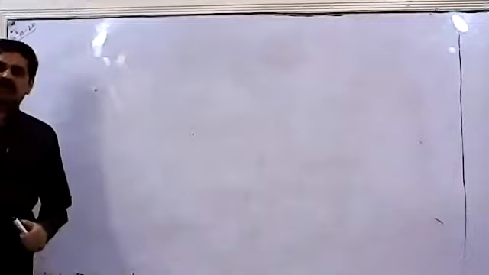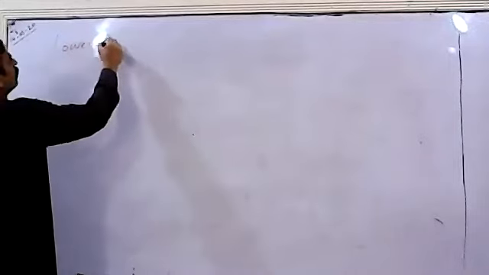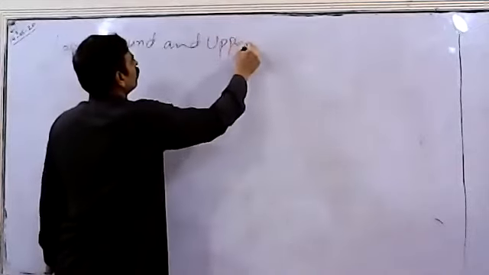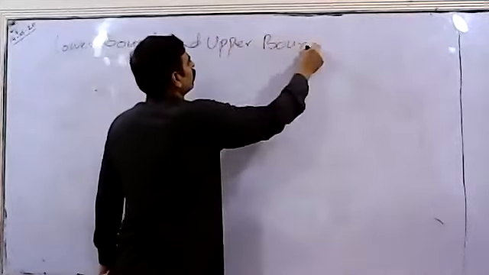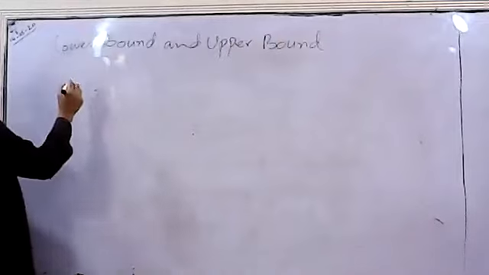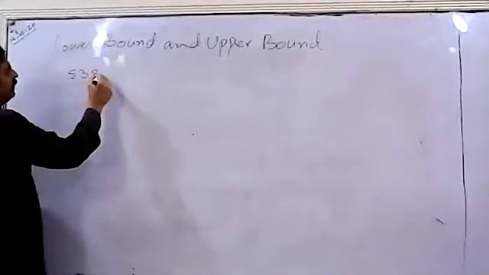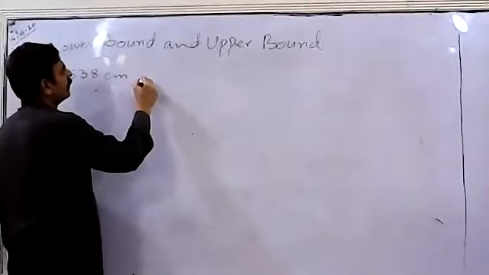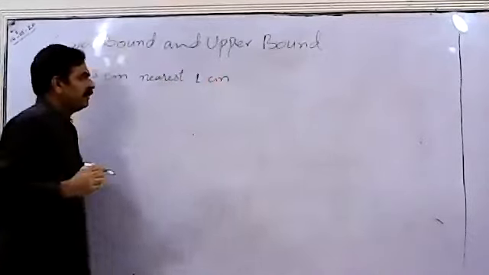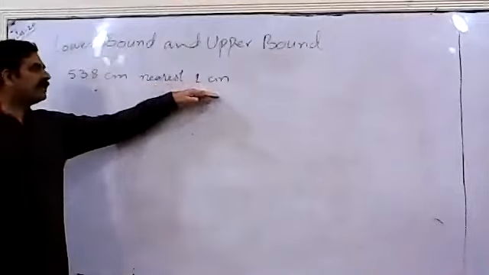Students, now we will discuss lower bound and upper bound in numbers. Lower bound and upper bound of the values. If the first value is written 538 centimeter, nearest 1 centimeter, it means the accuracy is 1 centimeter.